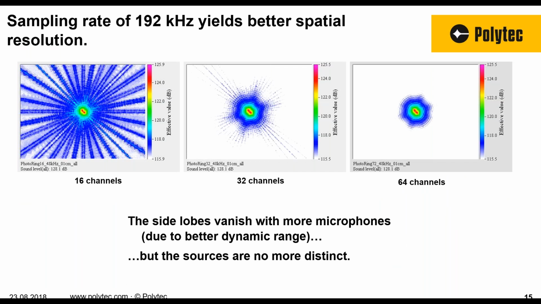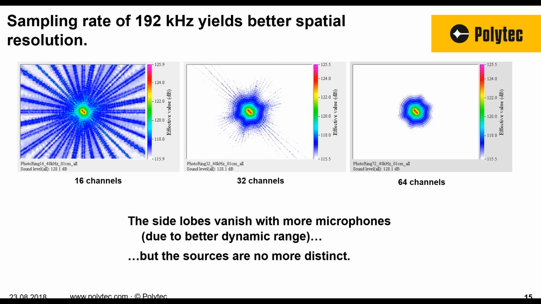As mentioned earlier, sampling rate is what will produce your spatial resolution, or enhance your spatial resolution, I should say. On the left, we're looking at a sound source 1 meter away. There are actually two sound sources there that are 1 centimeter apart. Those are represented with the two little red dots. On the far left, we have 16 channels, sampling at 48 kilohertz. You can kind of tell there's two sources, but they're not clearly defined as two sources.